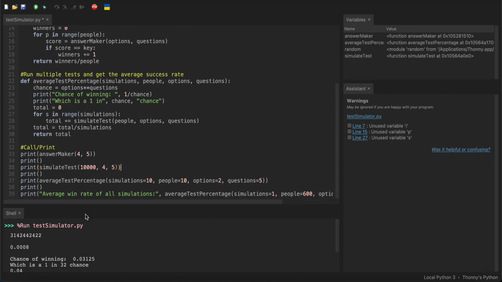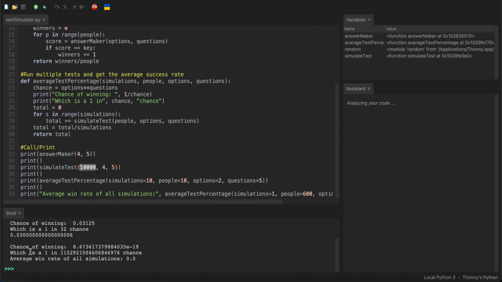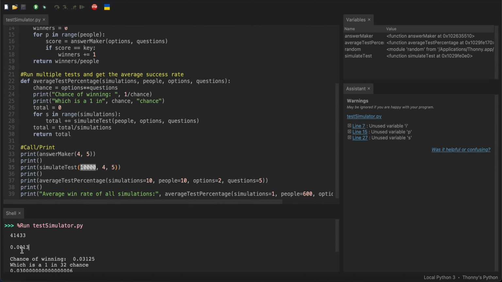So you can see here, I represent this with the same answer, 5 questions, and 4 potential answers per question. With 10,000 people taking the test, we only get about 0.13%. That's only 5 multiple choice questions where there are 4 answers each, and out of 10,000 people, about 0.13% got it right just by randomly guessing. So you can see that getting all the answers right by randomly guessing is really, really rare and difficult.